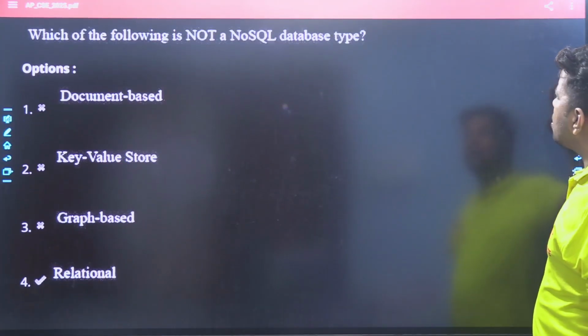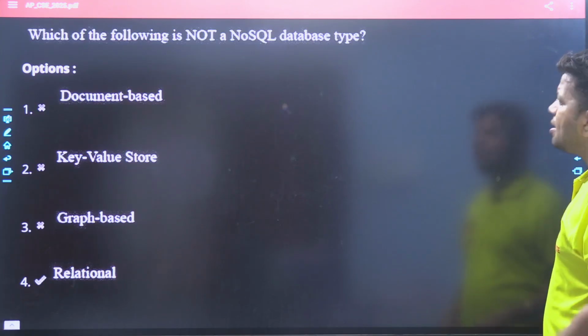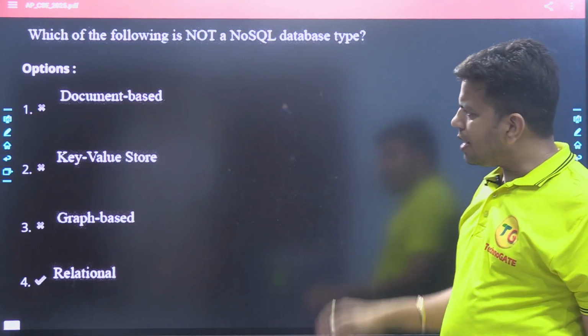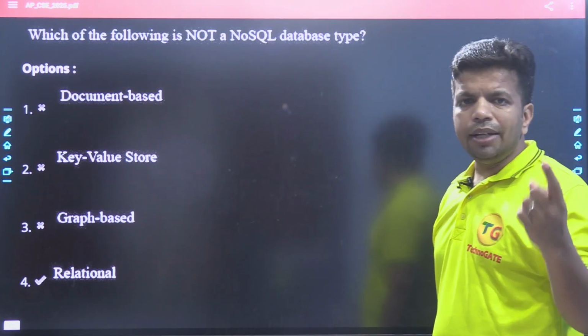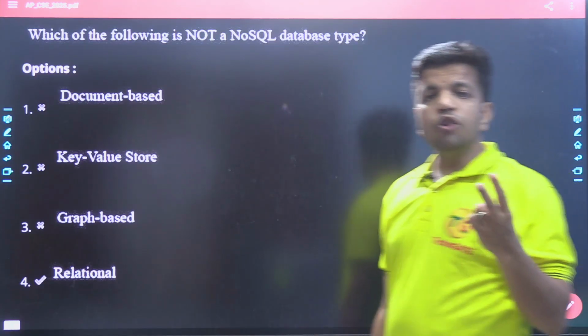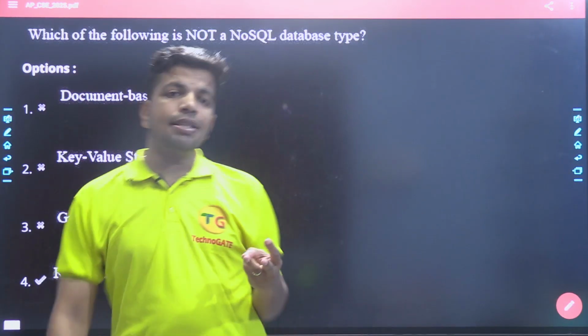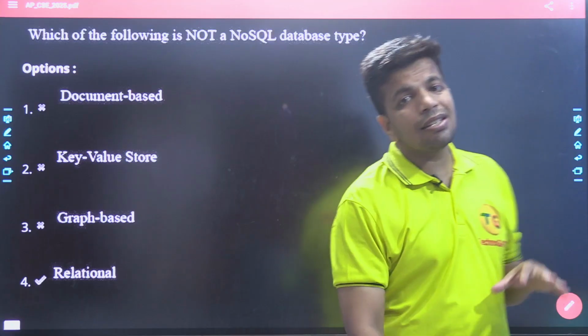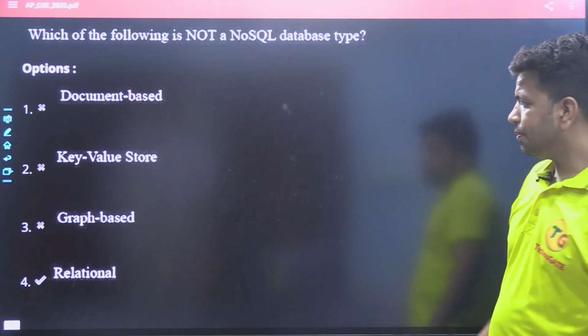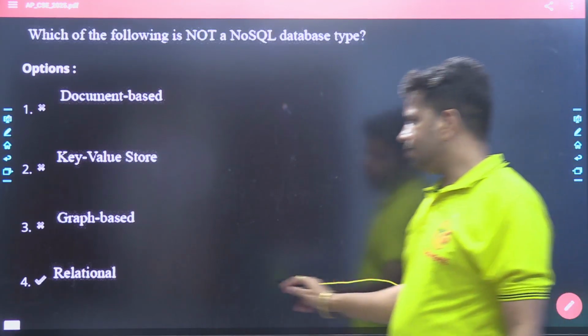Which of the following is not a NoSQL database type? Out of this, which is a NoSQL database type? Document based is NoSQL. Key value store is NoSQL. Graph based is NoSQL. Relational database is not NoSQL. It is SQL. The fourth one.